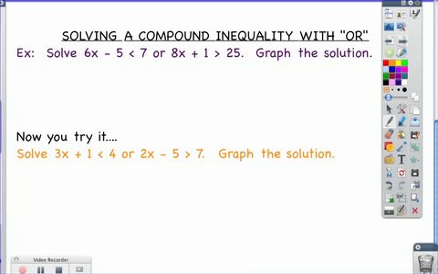Now for my answer, I write it as x is less than 2 or x is greater than 3, which is one answer, one compound inequality. When I graph it on a single number line.